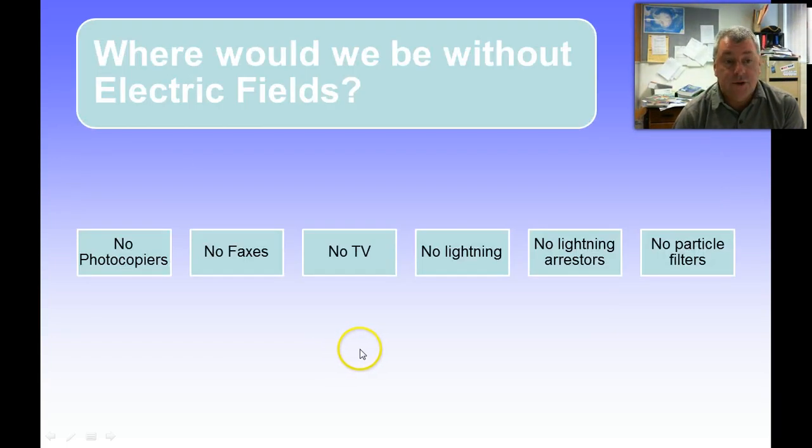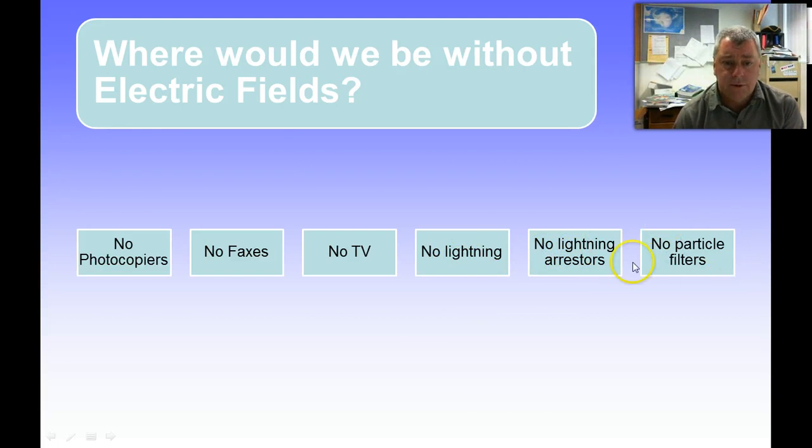Now, where would we be without electric fields? There'd be no photocopiers, no faxes, even though faxes are on the way out. It's pretty rare to see a fax these days. No TV, although, again, the TVs that we're now using, the LCD and the plasma TVs, don't really rely as much on electric fields as the old cathode ray tube TVs, but they still do use electric fields. We'd have no lightning, which may or may not be a good thing. No lightning arresters, which would be a good thing. If we didn't have any lightning, we wouldn't need lightning arresters.